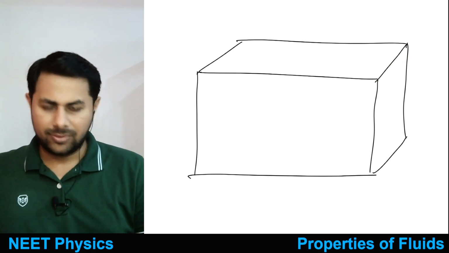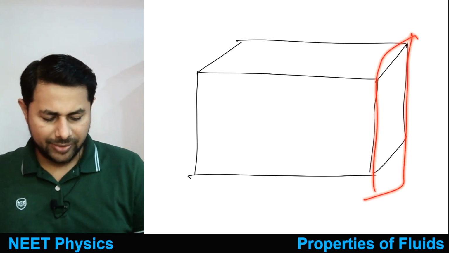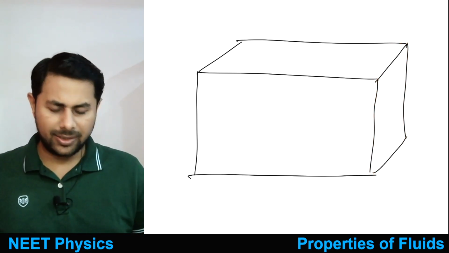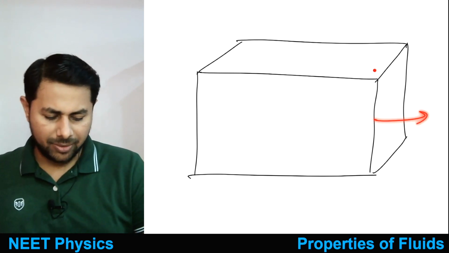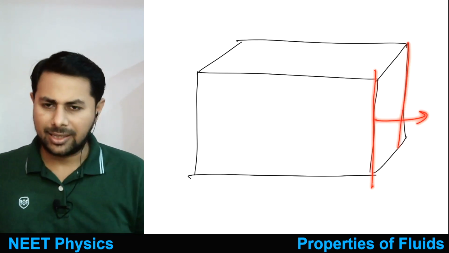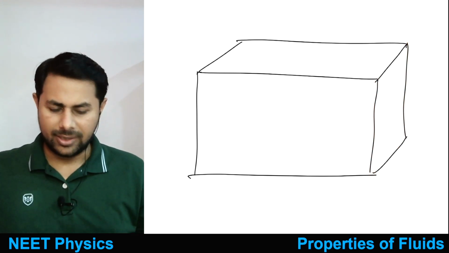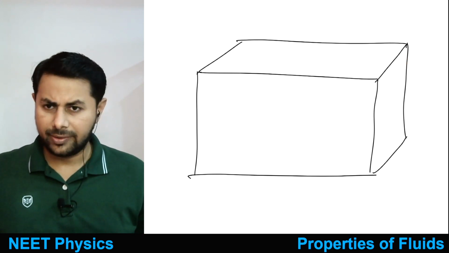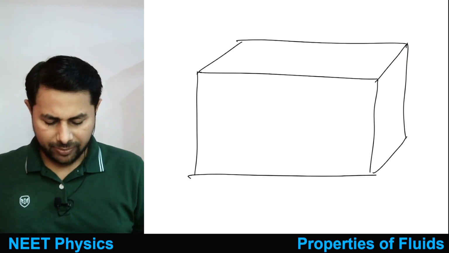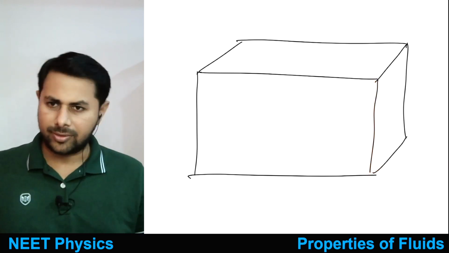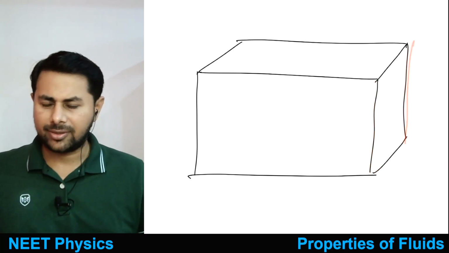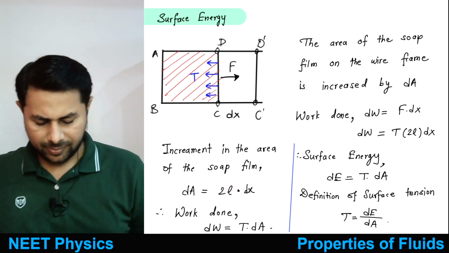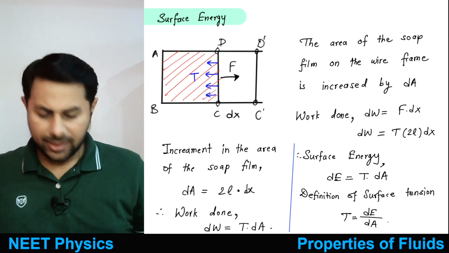Now your wire is in contact with this free surface as well as that free surface. So if you increase the area, the area of this surface will increase as well as the area of the other surface, the surface facing the other side. That's why the change in area would be L times dx on one side, L times dx on the other side, so the change in area would be 2 times L dx. Is this thing clear, everyone?